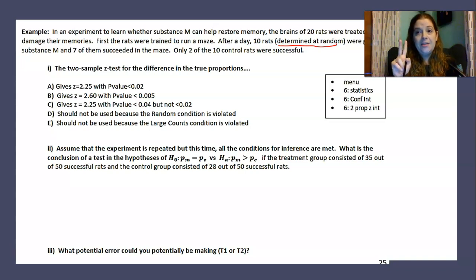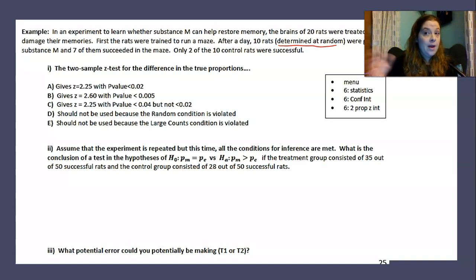Okay, now the 10% condition, I don't have to check here because we use the 10% condition when we are sampling without replacement. We are not sampling without replacement. We are taking a group of volunteer rats, and we are separating them into 2 groups using random assignment. So if you don't have random sampling from 2 different groups, you don't have to check this 10% condition, because if you're not sampling, you can't be sampling without replacement. So you don't have to check that condition in this problem.